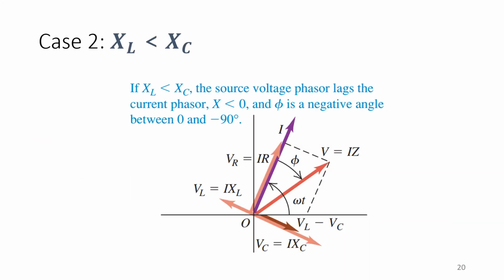The second case gives us XL less than XC, so VL is less than VC. Honestly, the mathematics is the same, and we'll end up getting the same expression for Z. The only difference is that the capacitor-inductor difference vector, or VL minus VC, will be pointing in quadrant 4, as you can see here, instead of quadrant 3, owing to the fact that VC is greater than VL.